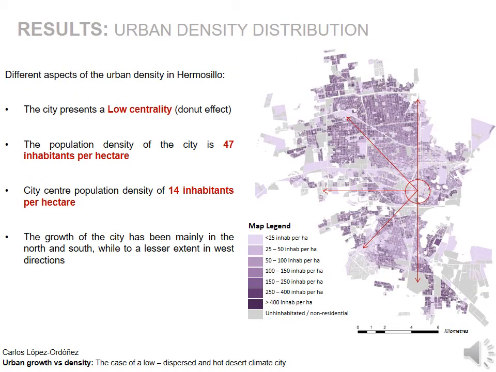This map shows the city distribution of population density. While in most cities the density starts to decline while increasing the distance from the city center, in Hermosillo it is quite the opposite. This low centrality effect means that the inhabitants and certain economic activities tend to move from the city center to the outskirts of the city. This causes the urban center to lose economic and population weight.